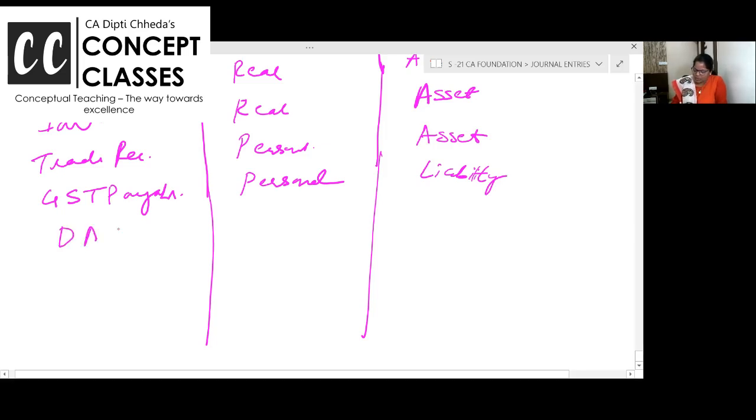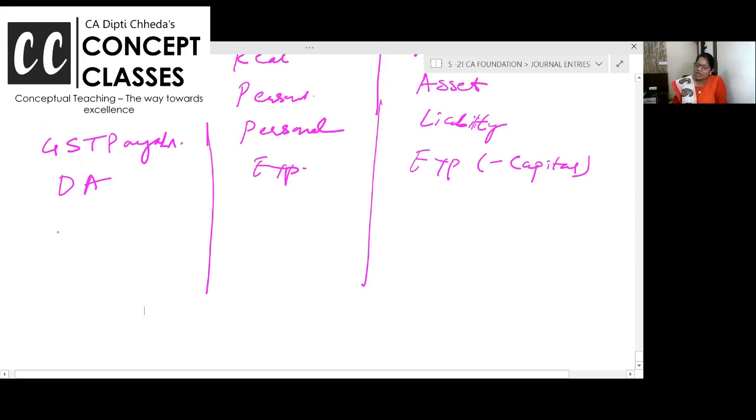Discount allowed is an expense. Here also you can take it as an expense, so minus from the capital. Profit is plus in the capital. Discount allowed, I am writing DA because I am explaining and writing quickly. If you have any doubt, ask me. Bad debts. Bad debt is an expense account. Here also it is an expense.